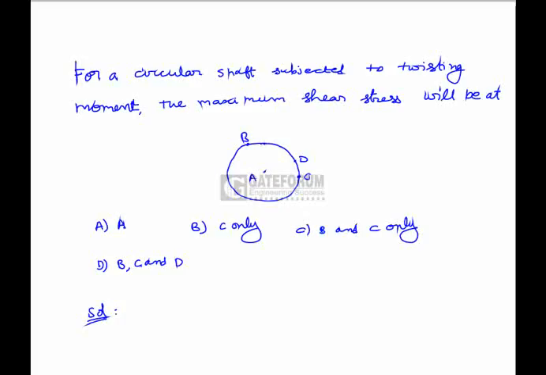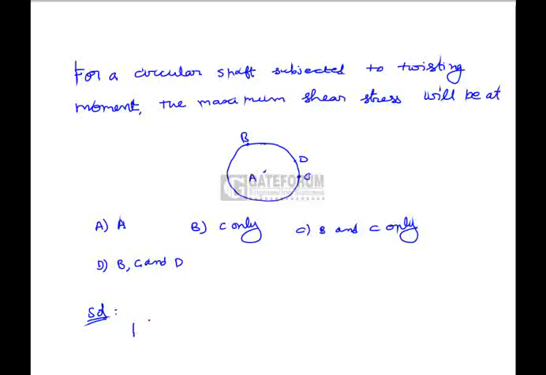For a circular shaft subjected to twisting moment, the maximum shear stress will be at. Here the options are A, C only; B and C only; B, C and D. Here it is a circular shaft which is subjected to a twisting moment. That means shear stress is induced in the circular shaft. So it is a pure shear case.